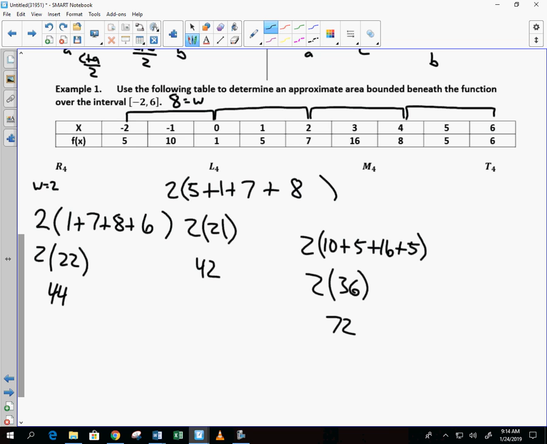And as long as the widths are the same, then the trapezoidal sum, you can simply just do the average of the right hand and the left hand. So T sub 4 is equal to R sub 4, which is 44, plus 42, divided by 2. 43. Only if they're the same width. We all good?